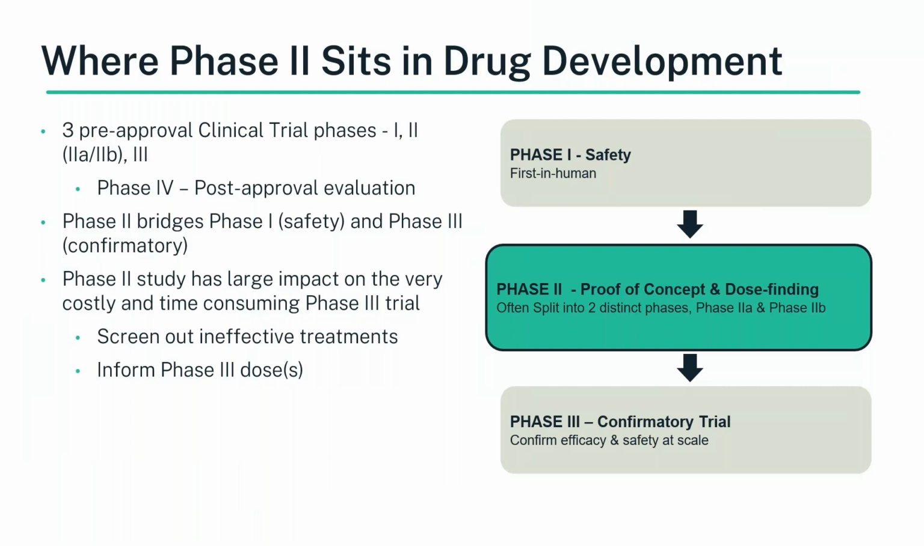Phase 2 then relates to the proof of concept and dose finding processes or phases, and would generally consist of somewhere between around 30 and 1,000 subjects. I'll discuss this in quite a bit more detail in just a moment, but just to mention that this is usually split into 2 processes of proof of concept and also dose finding. And these are usually treated as two distinct phases, where proof of concept is labeled as phase 2A, and then dose finding is labeled as phase 2B.